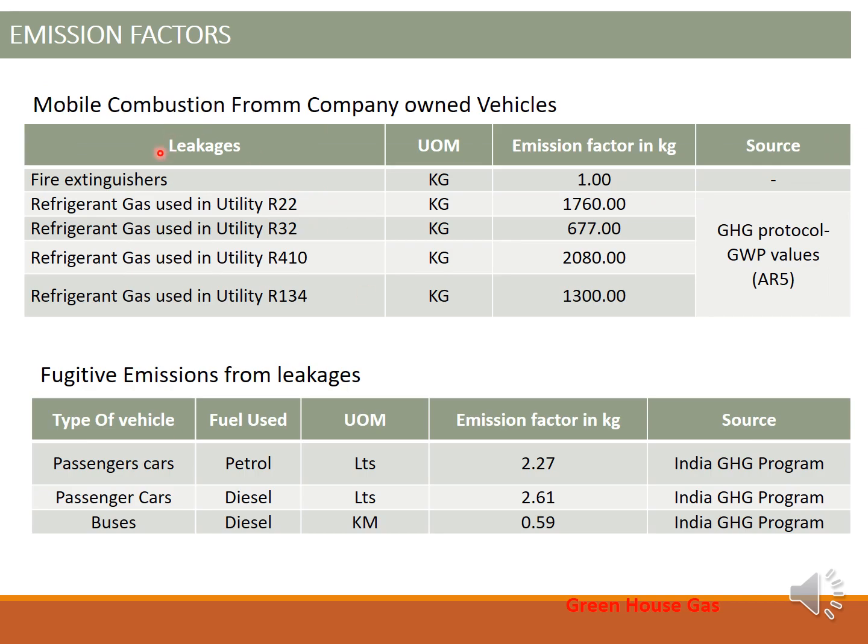Mobile combustion is from company-owned vehicles. Fugitive emissions are from things like fire extinguishers and refrigerant gas used in utilities, R22. For that, the GHG Protocol GWP value, the AR5 value, is there, so that we can take the emission factors. And for emissions from leakages, passenger cars, petrol and diesel, the Indian GHG Program provides these emission factors.